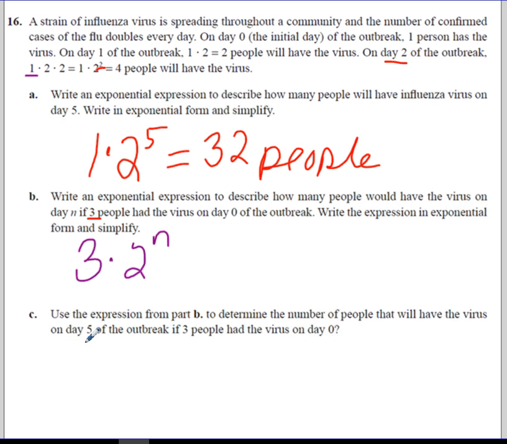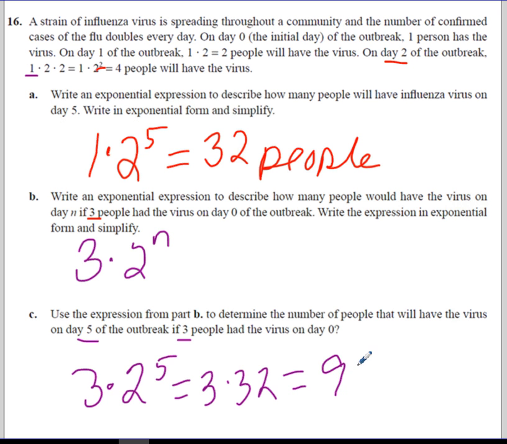So if we have 5 days of the outbreak, if 3 people started, let's see the difference in people from 32. So we're going to do 3 times 2 to the 5th power, which is 3 times 32, or 96 people. A lot more people infected when 3 people start instead of just 1.